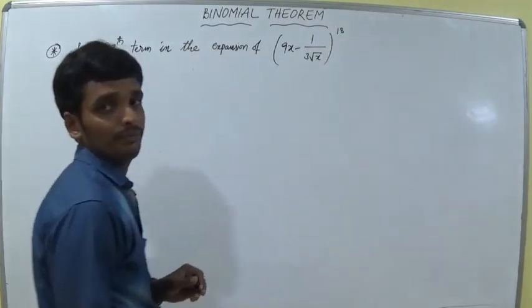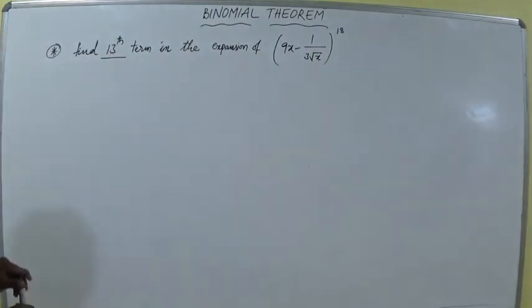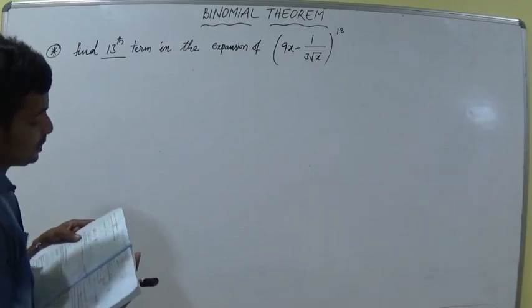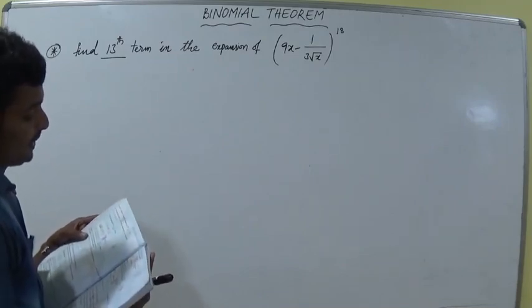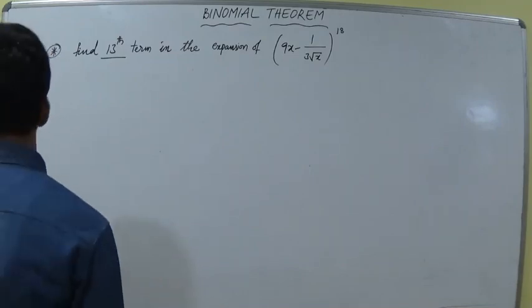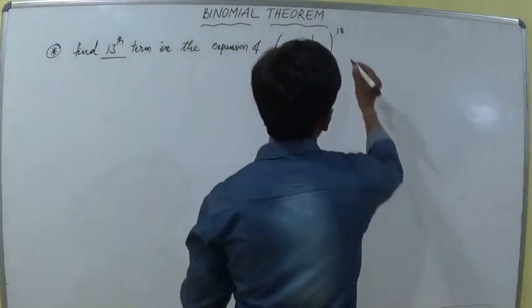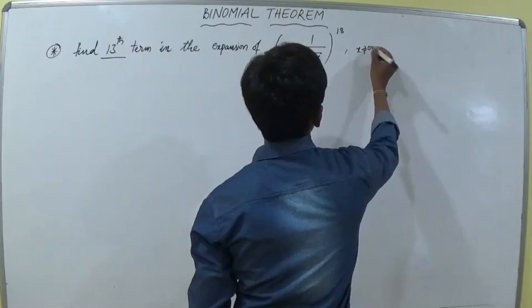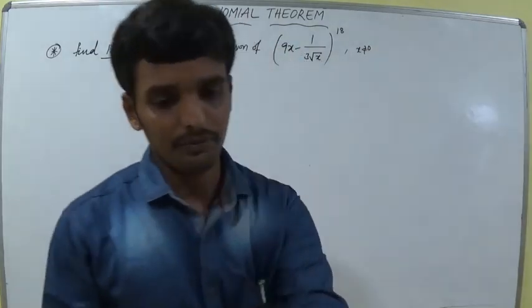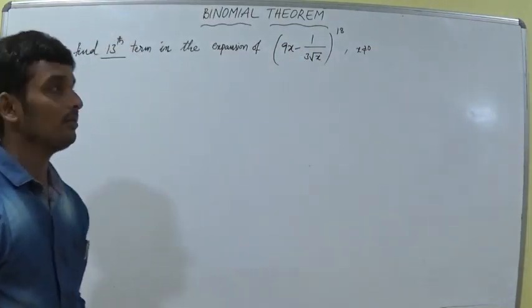That is the question. Find the 13th term in the expansion of (9x minus 3 root x) whole to the power of 18, where x is not equal to 0. If x is equal to 0, then these values are 0. That's why they are giving a condition where x is not equal to 0.